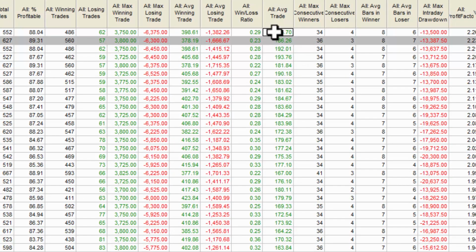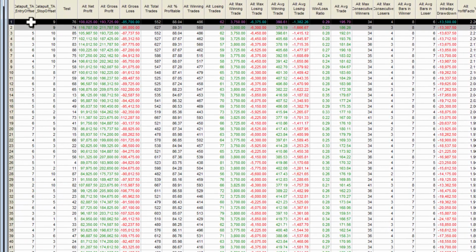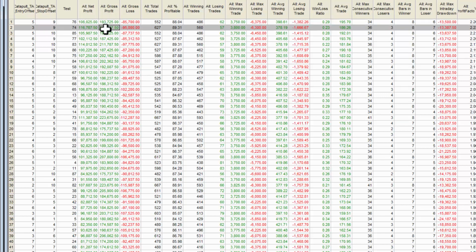It's $195.70 per trade instead of $186. So maybe that's a better choice. Maybe that's a better choice than the one that produced the most profit, which is a little bit deceptive.